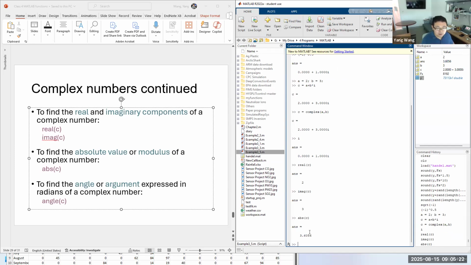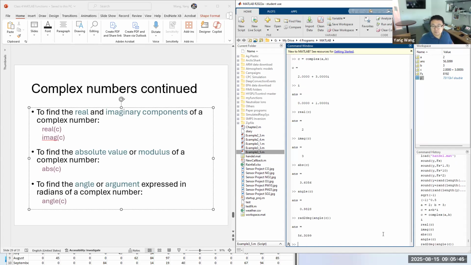And you can also find the angle or argument expressed in radians. So you can find angle(c). So this is in radians, right? If you want to find the degree, you're going to use this, or basically do this, right? So rad2deg of angle(c), right? So you get the degree value.